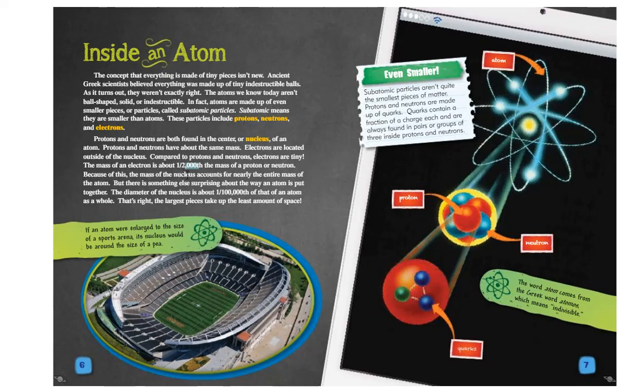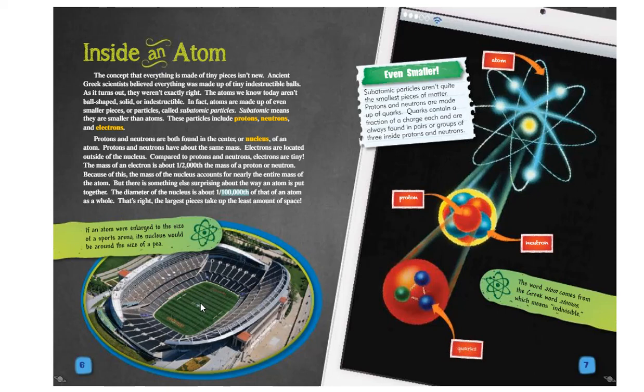Because of this, the mass of the nucleus accounts for nearly the entire mass of the atom. But there is something else surprising about the way an atom is put together. The diameter of the nucleus is about 1/100,000th of that of an atom as a whole. That's right, the largest pieces take up the least amount of space.